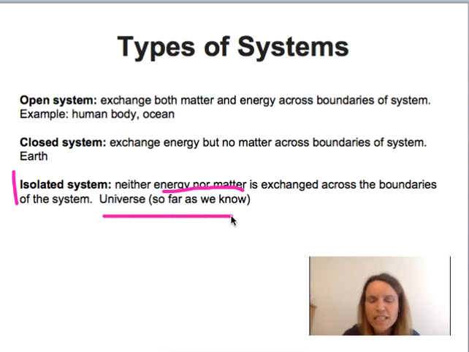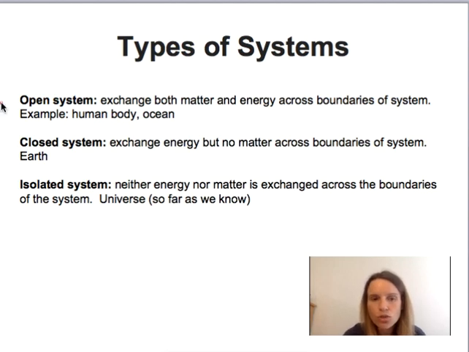There are some interesting theories around the multiverse and black holes and quantum physics that might one day allow us to create a theory about how the universe is actually not an isolated system. But for now, we consider the universe to not exchange energy or matter with anything else around it, making it an isolated system.